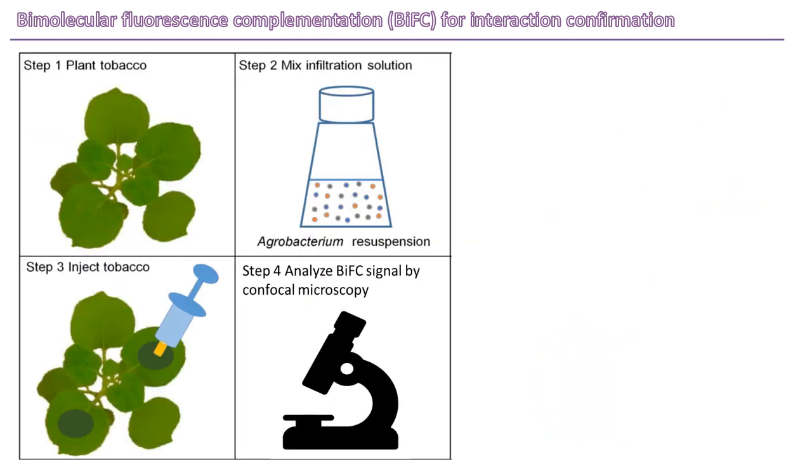So to perform the BiFC experiment, first we need to prepare the tobacco plants and also the agrobacteria containing our gene of interest fused with the N or C terminus of YFP. And next step, we need to mix both constructs to make the agrobacterial solution. And later we can inject that solution in the tobacco leaf to express the protein. And after 2 days, we can analyze the BiFC signal by using the confocal microscope.